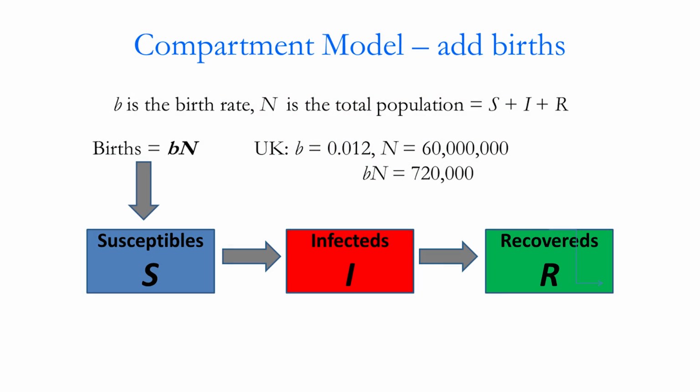Now, we need to have the inputs and outputs, and we need to have the transfer rate. Now, one of the most important inputs that you can have are births. And here I'm going to denote the birth rate by small b. N is the total population, so add together S and I and R. And the number of births will be the birth rate, whatever period of time that happens to be, multiplied by the total population. So that, for example, in the UK, the birth rate is about 12 per 1,000 per year. So it's 0.012 per person. And if the population we take is approximately 60 million, then that's saying that we're going to have about 720,000 births per year. So that's an input into the susceptible compartment.